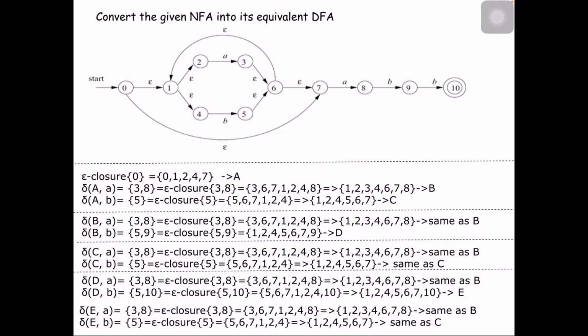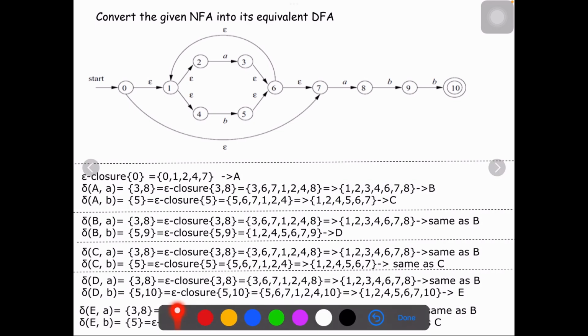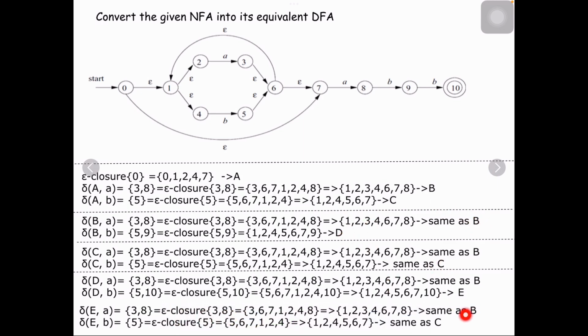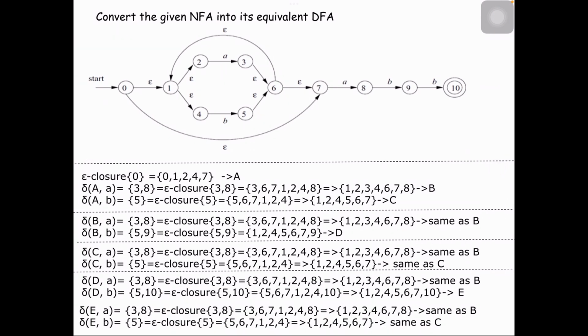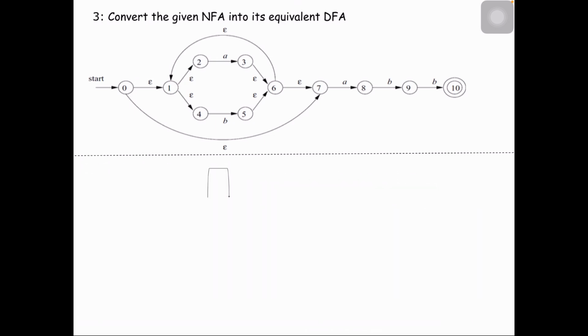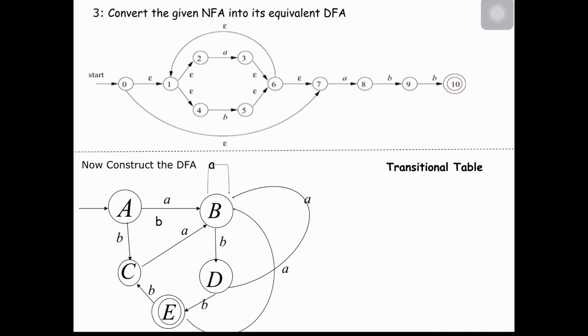I have computed the e-closure as well as the corresponding transition for each of the new states. The new states are A, B, C, D, and E, right? Everything is computed, right? Now it is over, so you have to stop the process, then construct the DFA. It is all A, B, C, D, E, right?